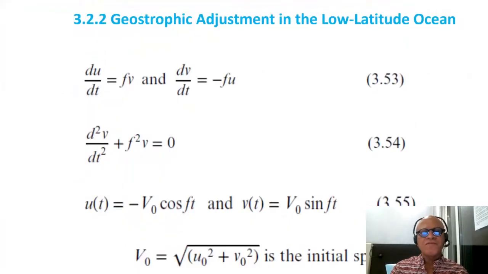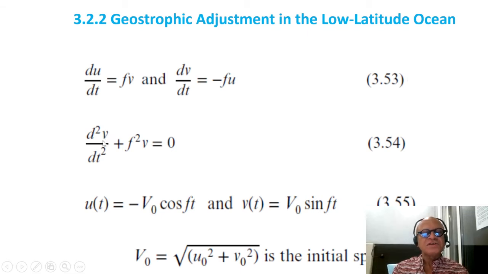Let's come back to our favorite geostrophic adjustment problem in the low latitude ocean. Again, assuming something like an aquaplanet with no horizontal pressure gradient, we can write our governing equations in zonal and meridional direction as we did before.